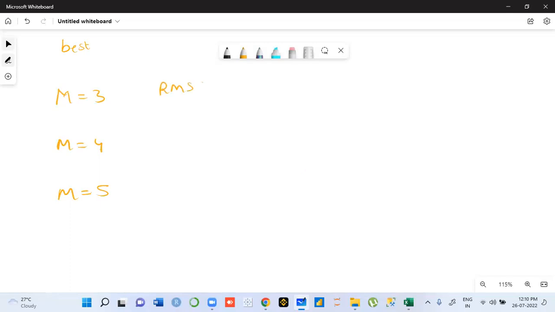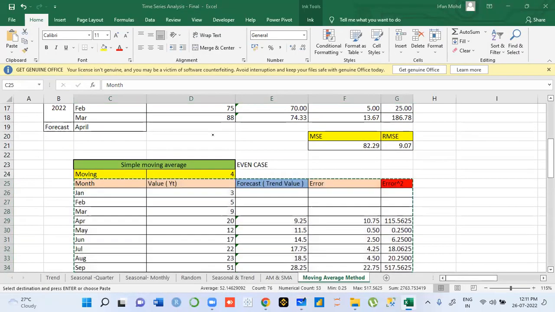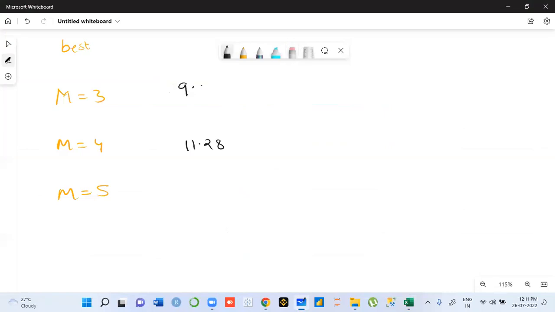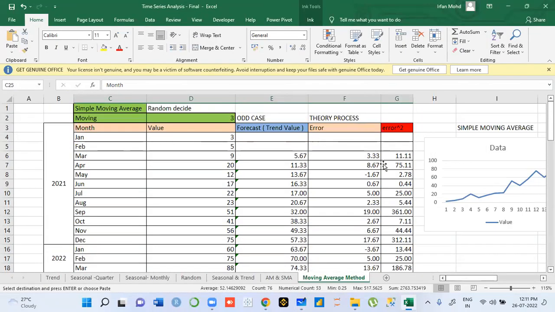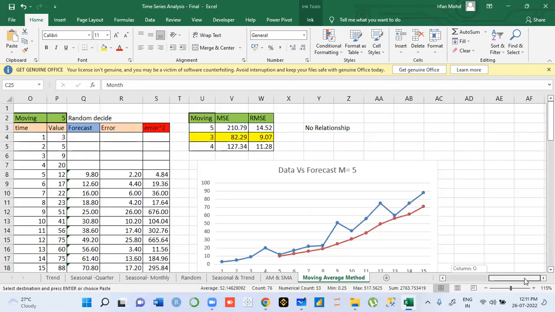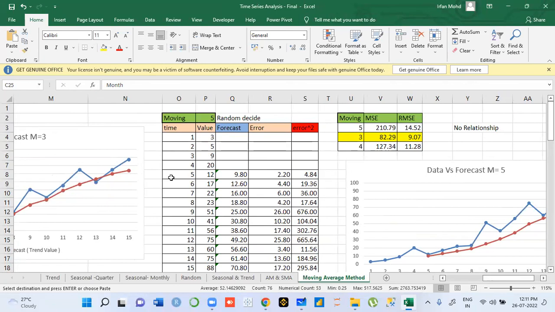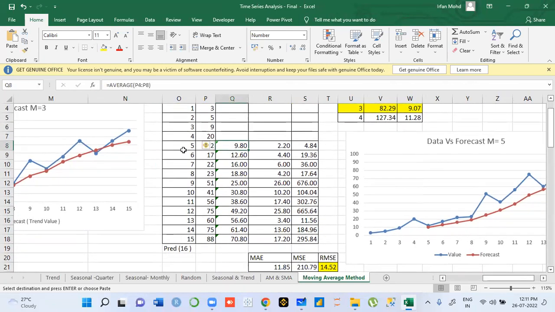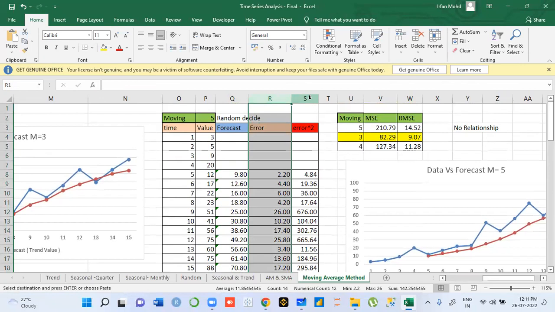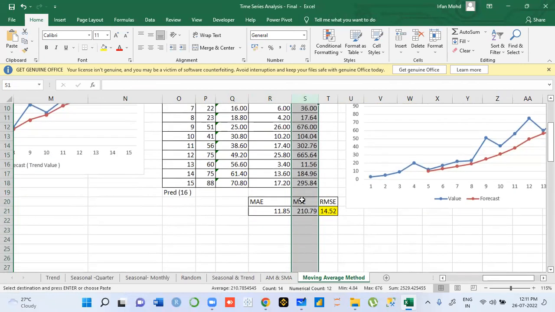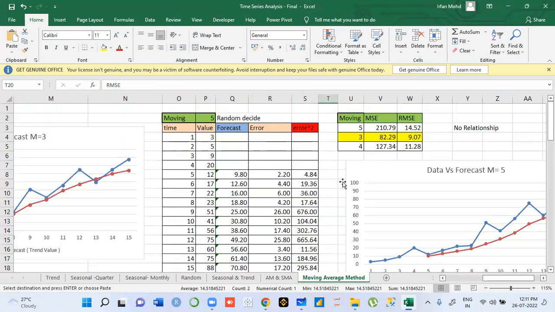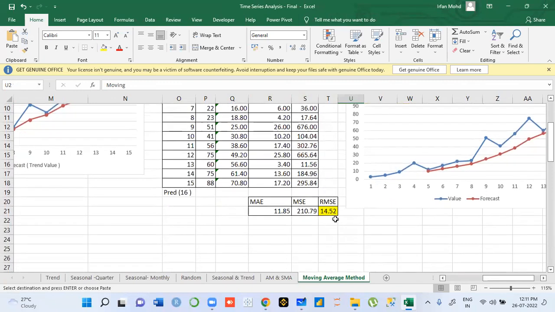How much RMSE are we getting for this, guys? For you, this is 11.28. Clear. Now same way, guys, if I take M as 5, how many rows average do I have to take? 5 rows. I take the average of all 5 rows, keep moving one step downwards. I compute the error, square, then their mean and their RMSE. How much am I getting, guys, when M is 5?